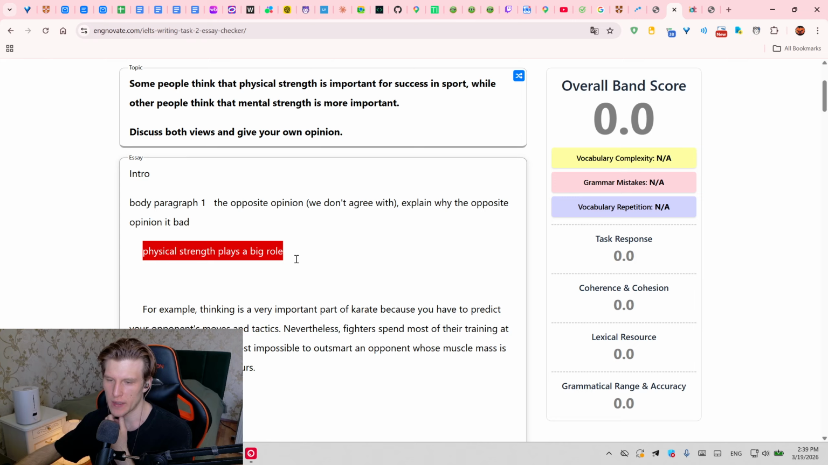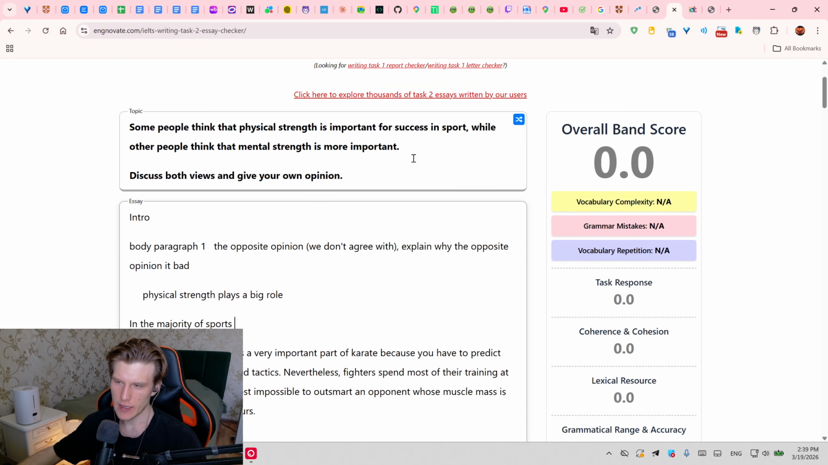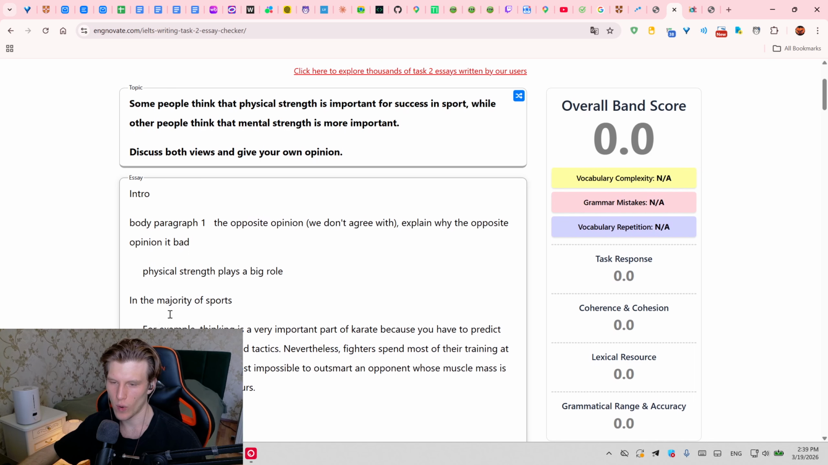So physical strength plays a big role. Here in the title, they say sport, which is a British version. In Britain, you can say sport, and it works as an uncountable noun, and it just means all sports. But in America, people usually say sports. It's a countable noun, so I'll stick to the American way.